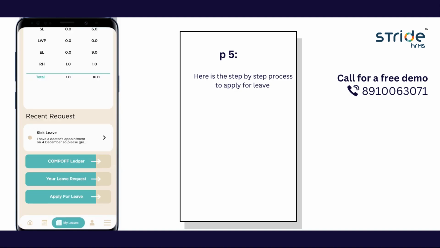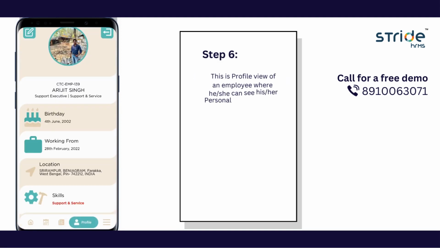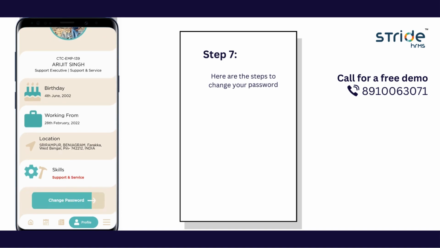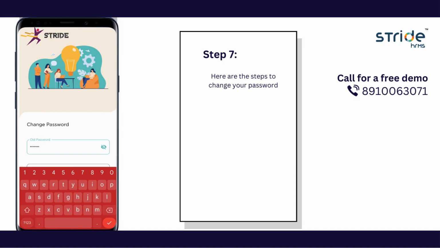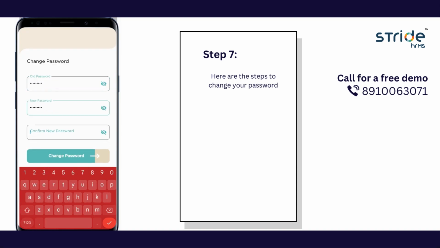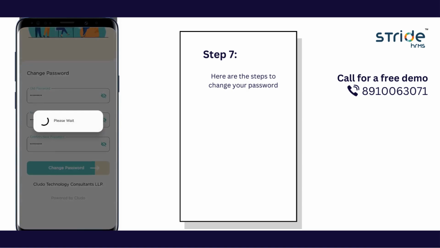The next tab is Profile View. You can see your profile with employee code, department and designation, along with your birthday, date of joining, location, and skills. You can also change your password from here. For that, click on Change Password, write your old password, and then the new password and confirm the new password. By rewriting it, then click on Change Password, and your password has been changed.